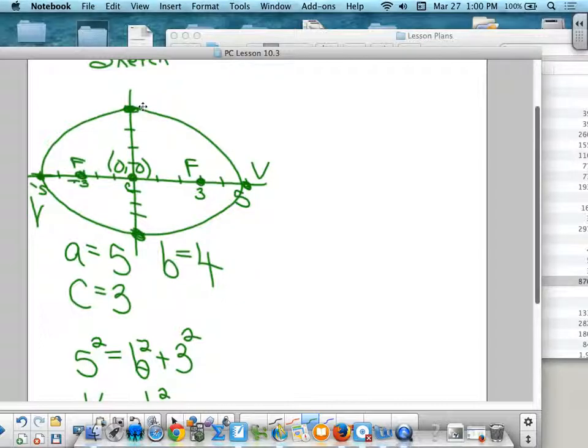Okay. Write the equation. All right. Here we go. I just do this again. Let's start like this, and then just hope you guys know where the A squared goes. Under the X, because it's a horizontal major axis. It has to go under X. Since A is 5, you're going to put 25. And B is 4, so you're going to put 16. That's it.